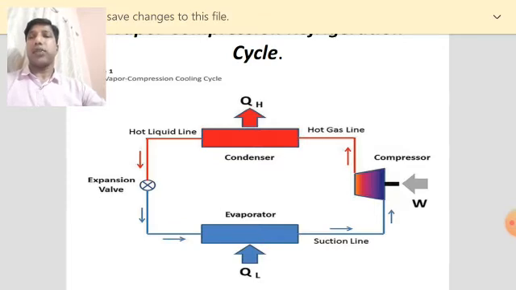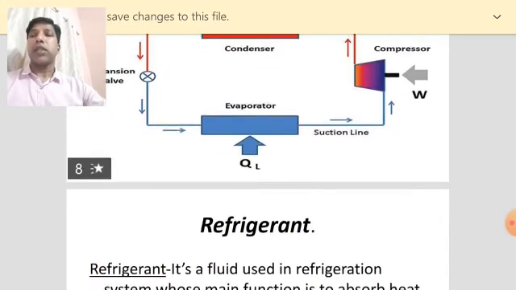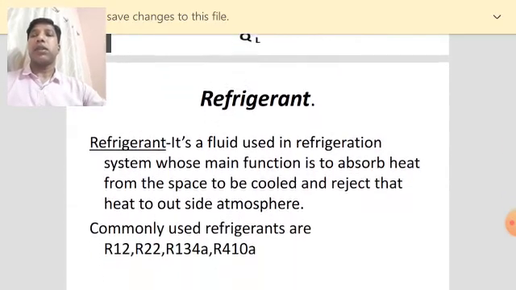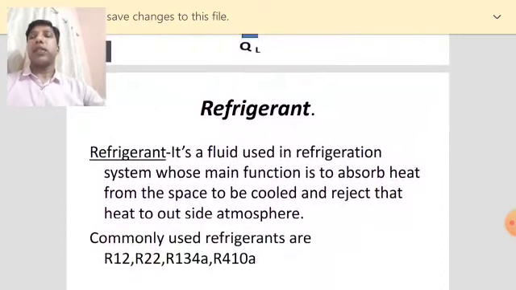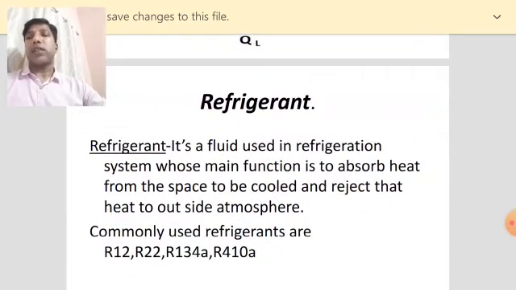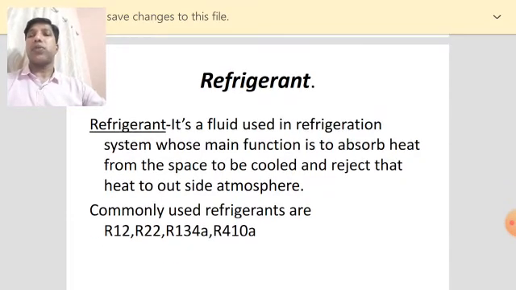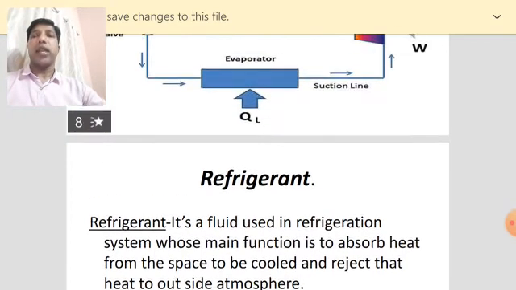Next is the refrigerant. A refrigerant is a fluid which is used in this cycle. The function of the refrigerant is to absorb heat from the space to be cooled and reject that heat to the outside atmosphere. The commonly used refrigerants are R12, R22, R134a and R410A. Now see this, you can see the direction of the flow of the refrigerant. In this cycle a fluid called refrigerant is used, and using the arrows the direction of flow of the refrigerant is given.